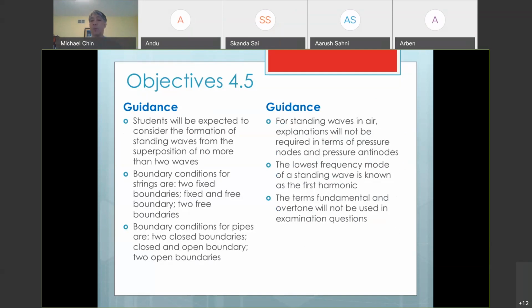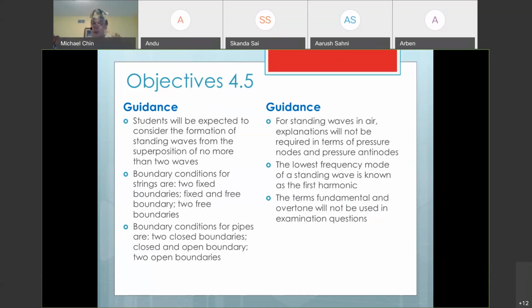There are no formulas. Last year we had formulas on our formula sheet. For whatever reason, the IB said all those formulas are gone. You need to understand and be able to derive the formulas in this unit yourself. Those formulas are based off of the boundary conditions that we talked about that are listed here. They're basically the same for strings as they are for pipes. You just need to know how to apply them.